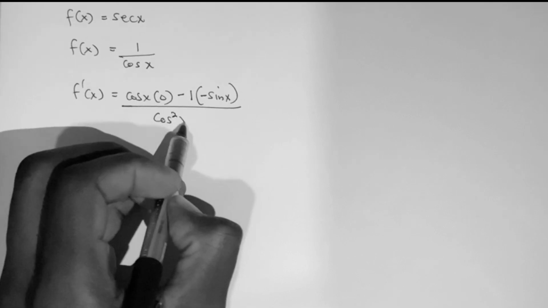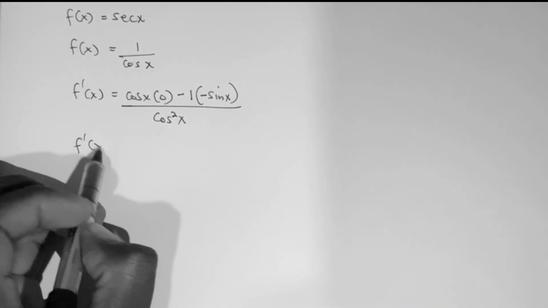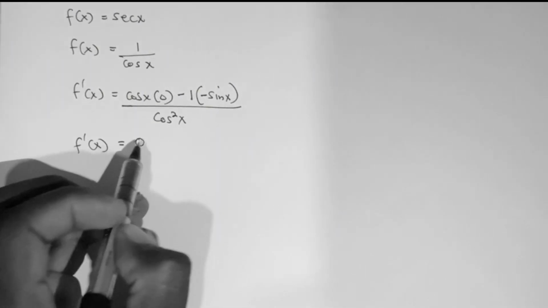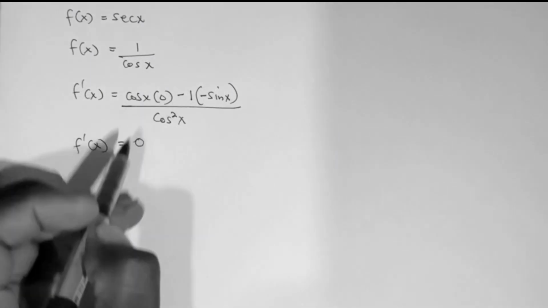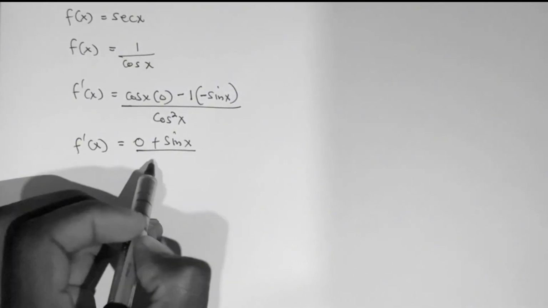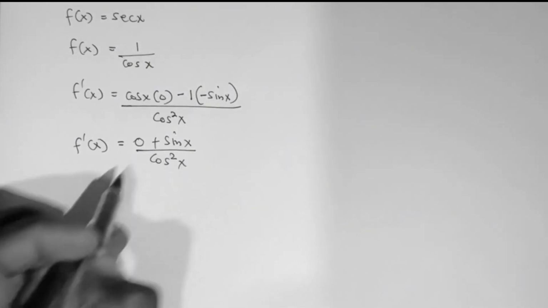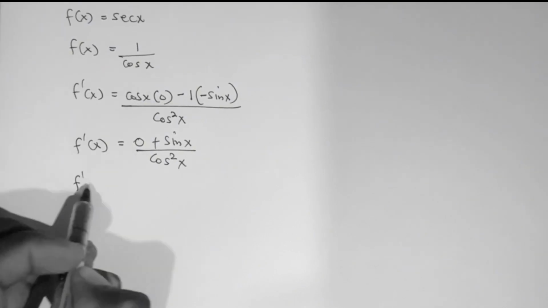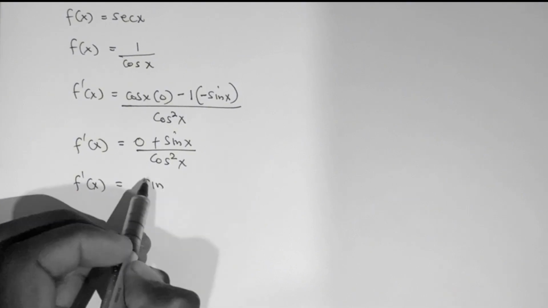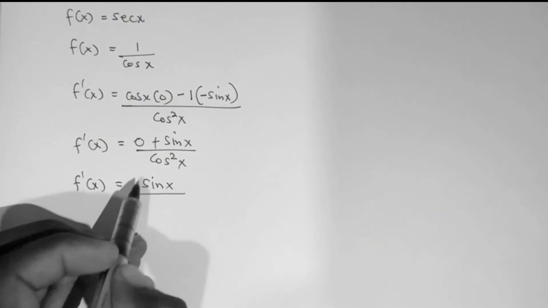cos squared x. So f prime of x is equal to, now cos x times 0 becomes 0, then minus 1 times minus sine x becomes plus sine x divided by cos squared x. So f prime of x is equal to, now sine x divided by cos squared x.